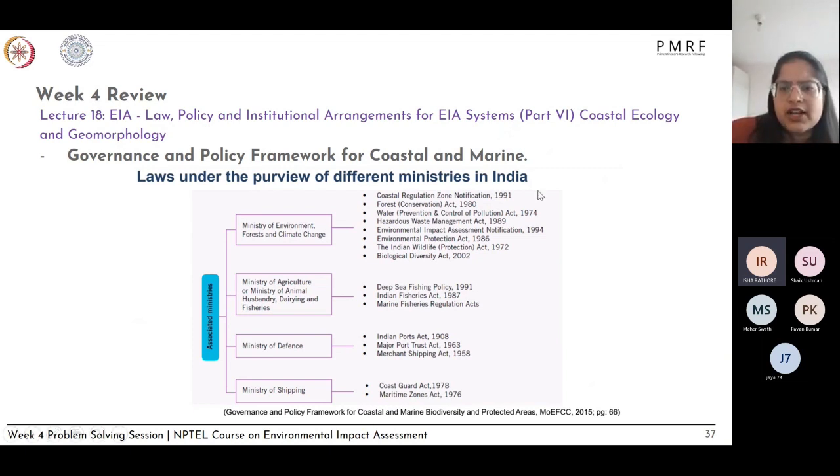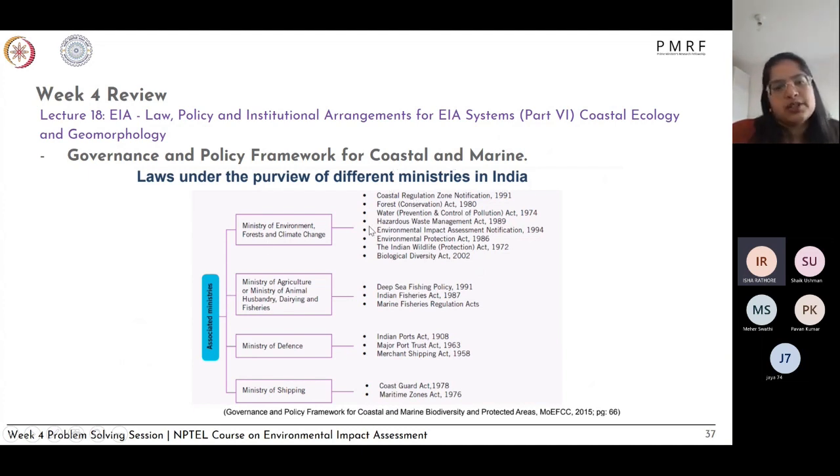We have the Forest Conservation Act of 1980. We have the Water Prevention and Control of Pollution Act 1974, which we looked at in the water module in lecture 16. Then we have the Hazardous Waste Management Act 1989, which we also looked at in the water module. We have the Environmental Impact Assessment Notification, which talks about the change of categories when it is near an eco-sensitive zone. We also look at the Environmental Protection Act, the Indian Wildlife Protection Act, and the Biological Diversity Act. So all of these fall under the purview of the Ministry of Environment, Forest and Climate Change.